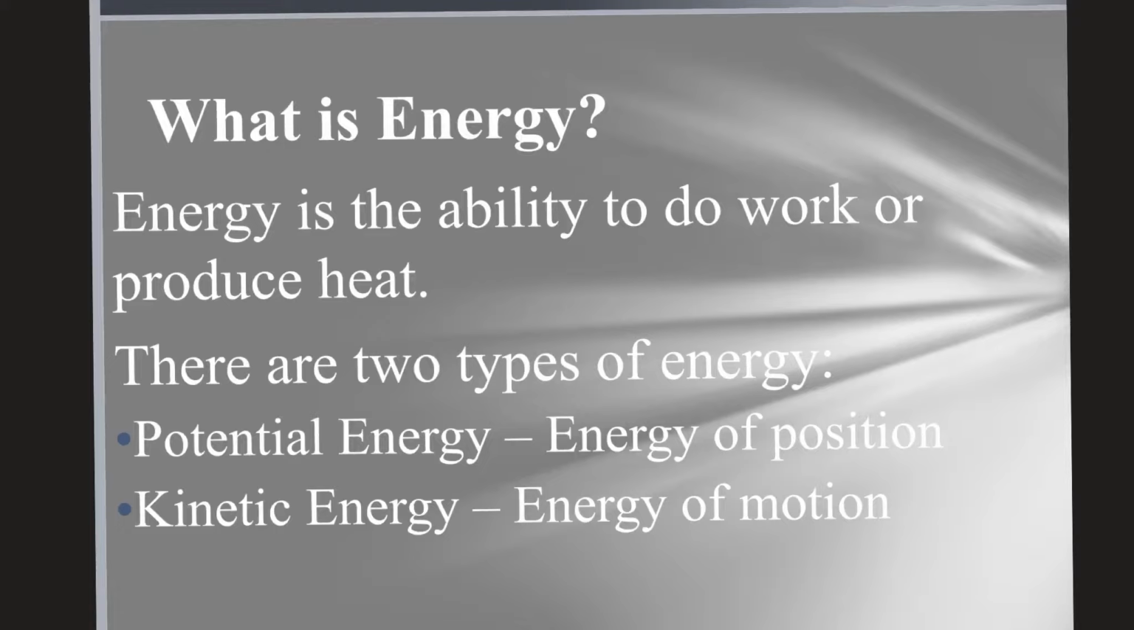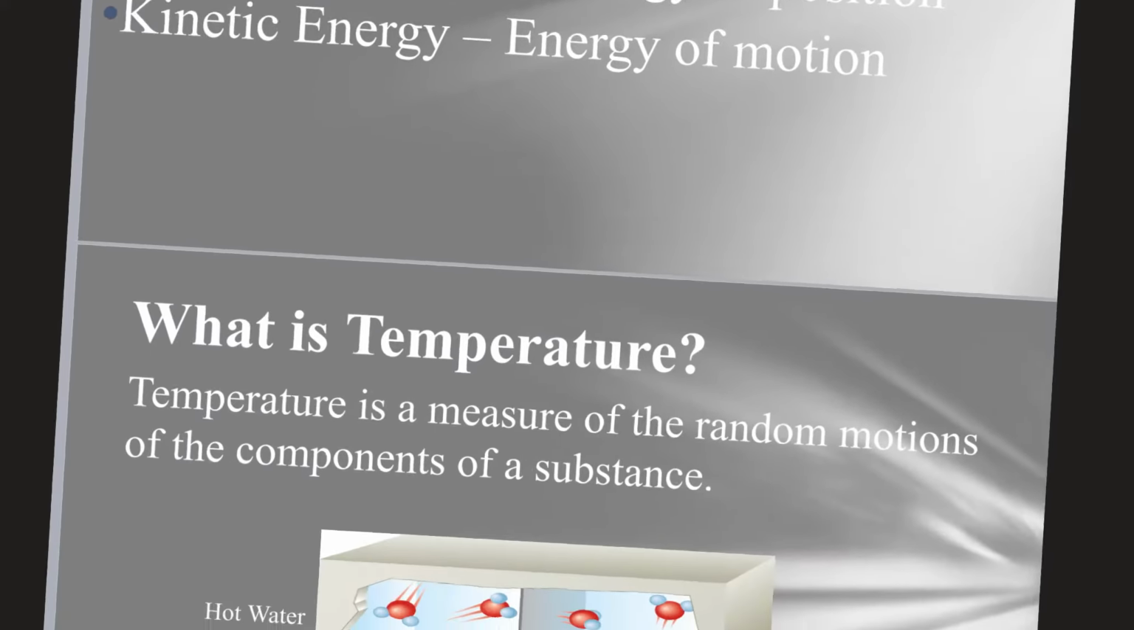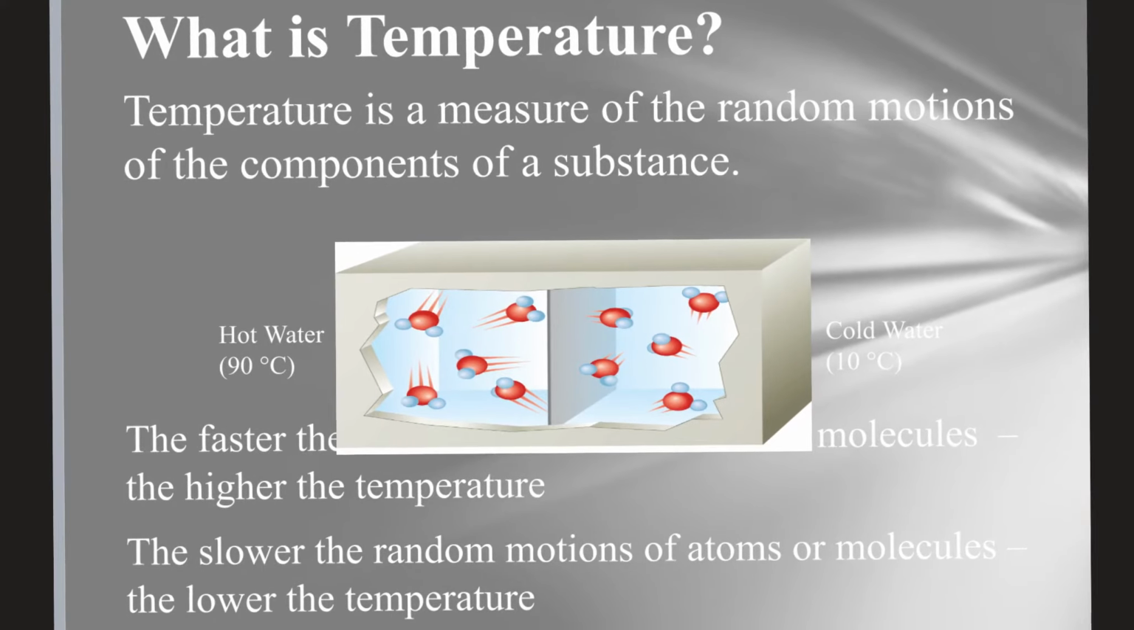Okay, so first thing, what is energy? When we're talking about energy, it's just the ability to do work or to produce heat. And there's basically two different types. You have potential energy, which is just energy of position, and then you have kinetic energy, which is just the energy of motion. All right. Which leads us to temperature.